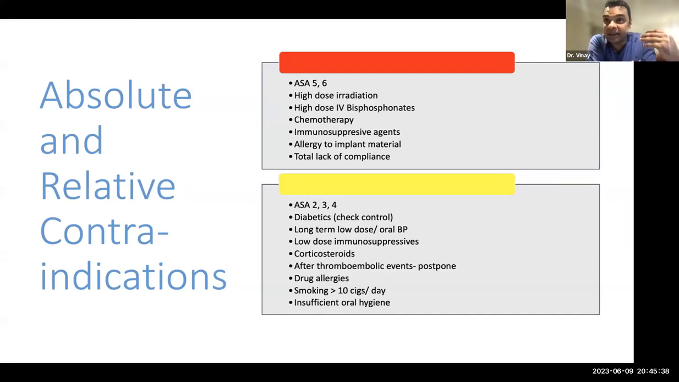I completely agree that there are new designs that are going to come. Say, for example, if you have narrow diameter implants, you can avoid augmentation in most of these patients. You can have a better wound healing, but in spite of all of this, these conditions still stay as a relative contraindication. We have to be wary of these conditions.